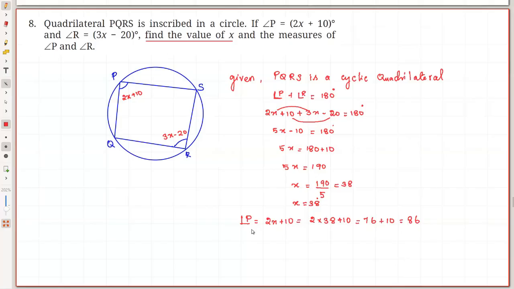Now the same way you can find out angle R. Angle R is given as 3x minus 20. So 3 into the x value, 38, minus 20. 3 into 38: 3 8s are 24, balance 2, 3 3s are 9, 9 plus 2 is 11. So 114 minus 20, we are getting 94. So angle R is equal to 94. Angle P is equal to 86.